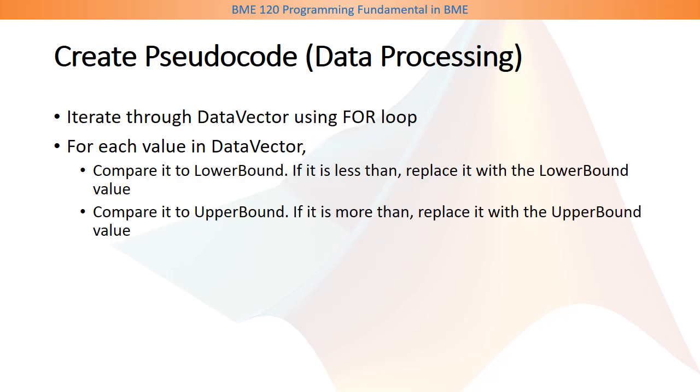Next, we're going to generate the pseudocode for data processing. And we're going to use a for loop. So we will list the pseudocode as iterate through the variable data vector using a for loop. For each value in data vector, we're going to compare it to the low bound value. If it is less than the low bound value, then we will replace it with the low bound value. Otherwise, we will check to see if it is more than the upper bound value. If that's the case, we'll replace it with the upper bound value.